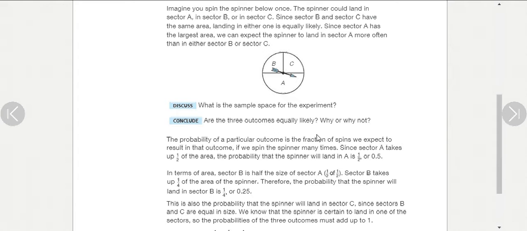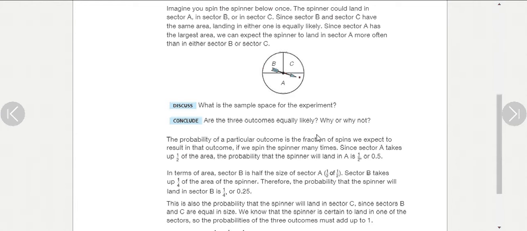Well, the one that's currently landed on, right? The A. Why? Because it's twice the size of B and C. But if I asked it like this, what are you more likely to land on, B and C or A? It'd be the same, because added together, B and C are just as likely as A, as long as it doesn't matter B or C. B and C have the same area, so landing in either one is equally likely. While A has the largest area, we can expect the spinner to land in it more often than just B or just C.